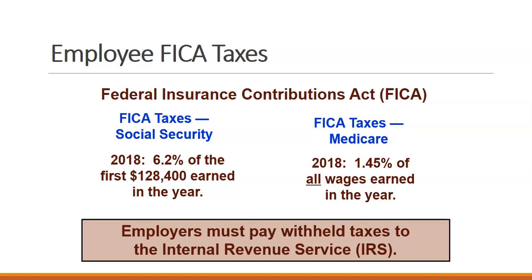So it's always been 6.2%, but the amount earned in the year has changed throughout the years. It keeps increasing. And then Medicare is 1.45% of all wages earned in the year. With Social Security, once you pass $128,400, you stop paying Social Security for that year. And then you restart in January until you get up to $128,400.